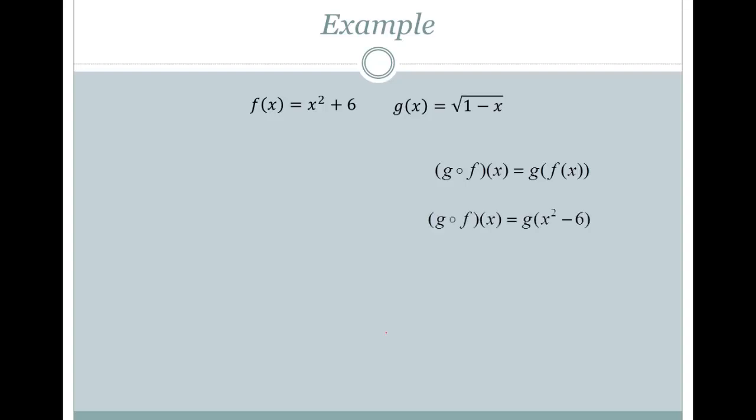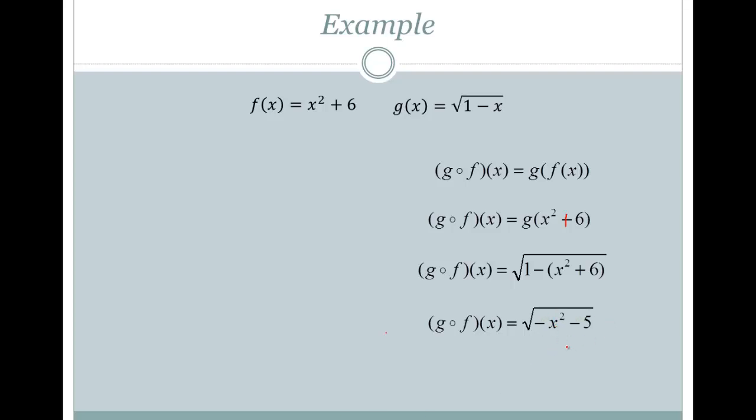If I continue on, this is g of x squared plus 6. Okay, that should be a plus. Sorry, I could make it a plus right here, like that. If I come in here, that means wherever I see an x, I'm going to plug in x squared plus 6, just like this. And if I do some simplifying here, I go right there.